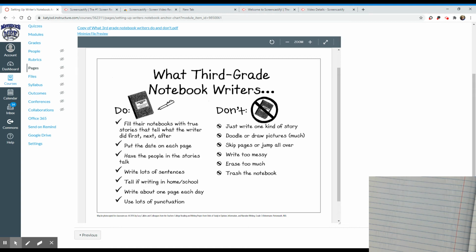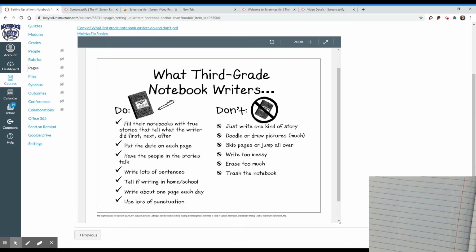Now, you are able to doodle and draw to help tell your story, especially in the beginning when we're just jotting down ideas. But by the end of it, we don't want your whole story to be pictures. We want you to really practice your writing and handwriting. Please make sure that you don't skip any pages or jump all over. This will help you stay organized because everything should just be on the next blank page, so that if we go back, there's not like 20 blank pages in between my story and my draft.